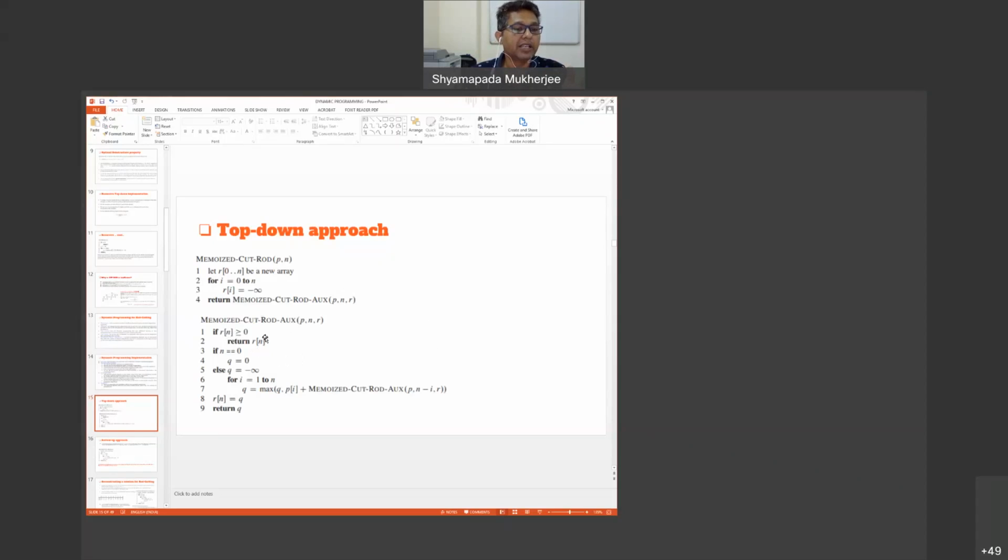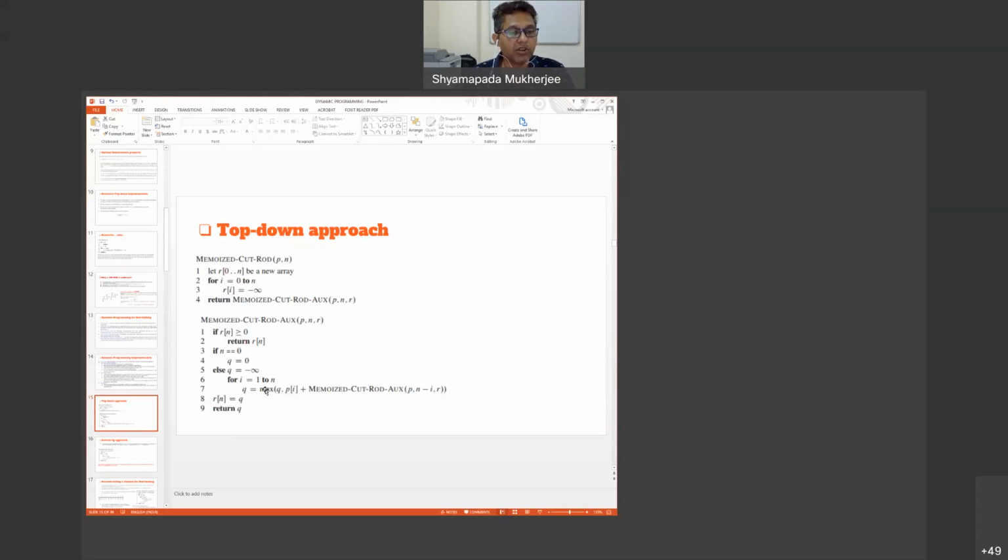Okay, otherwise if it is not computed, so automatically Rn should be minus infinity. So it is not greater than 0. If n equals 0, that means the input rod does not have any length, so it will give 0 value, q will be 0. If it is not, then we initialize q to minus infinity to compare with other values, solutions, values of the optimal solutions.